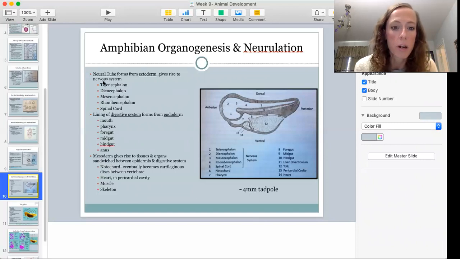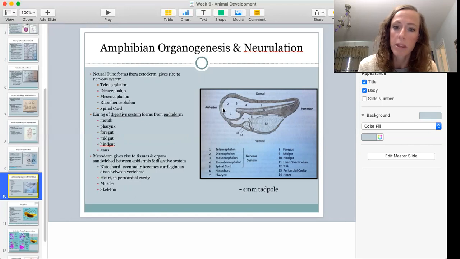So if you look here, I have listed several different terms. And I'll just mention that cephalo refers to the head, okay, cephalo. So if you see anything cephalo, that's going to refer to head and brain structures, okay? So telencephalon and diencephalon are going to be the foremost regions of the brain. And they're shown here. Number 1 and number 2 are telencephalon and diencephalon, respectively. And then, so this is the dorsal side of our amphibian. This is the ventral side.